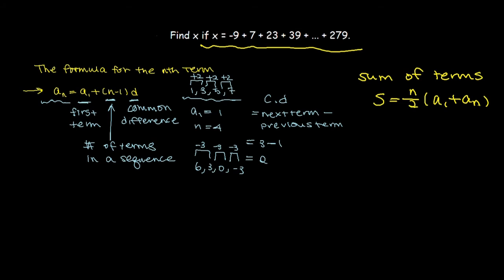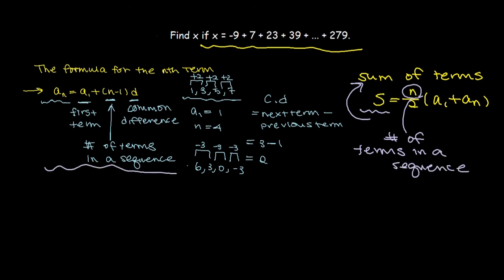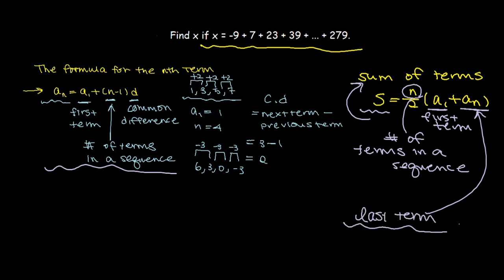Let's analyze this formula. S simply stands for the sum of all the terms, which is going to be a number. n, again, refers to the number of terms in a sequence, the same as in the other formula. a sub 1 is again the first term. And a sub n is the last term in the sequence.